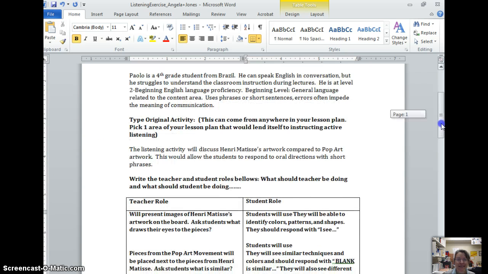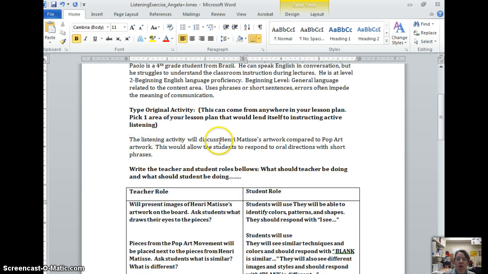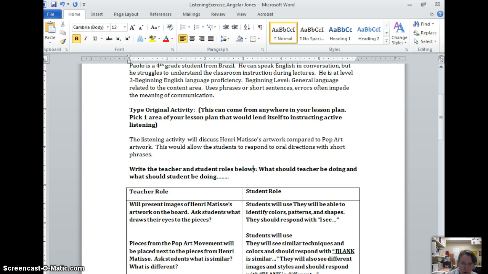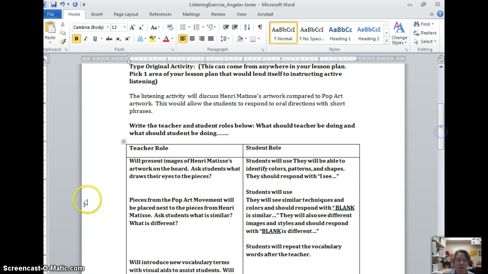So in her original listening activity, she wanted to discuss an artist named Henri Matisse and compare it to something called pop art like Andy Warhol and whatnot. So what she did is write the teacher and student roles below based on her can-do descriptors. All right. So, teacher will present images of Henri Matisse's artwork on the board. She's using comprehensible input, contextual supports. She's going to ask students what draws their eyes to the pieces.